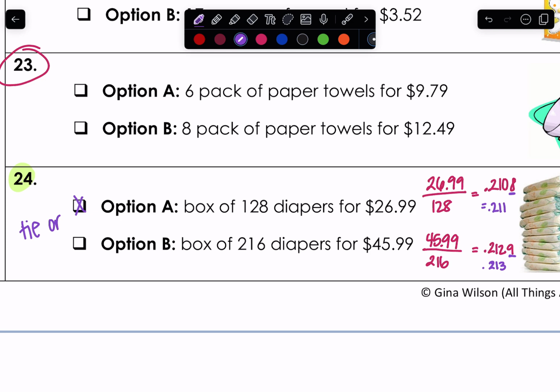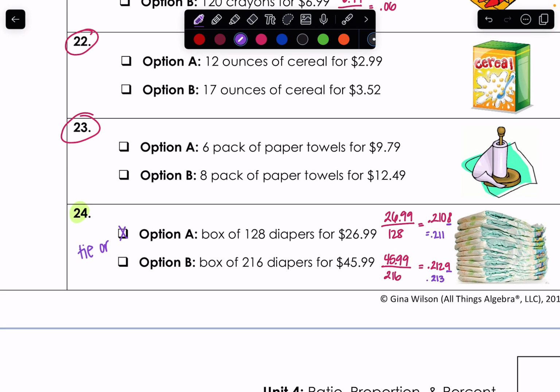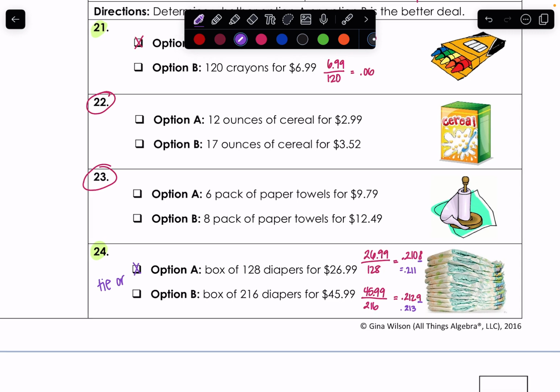So maybe this is the same company, right? So oftentimes when we're comparing, we might be comparing 2 different brands. One brand, maybe especially like the Walmart brand or the Target brand or the basic brand is cheaper than the other one. But not always. You might want to check, okay? So go ahead and finish.